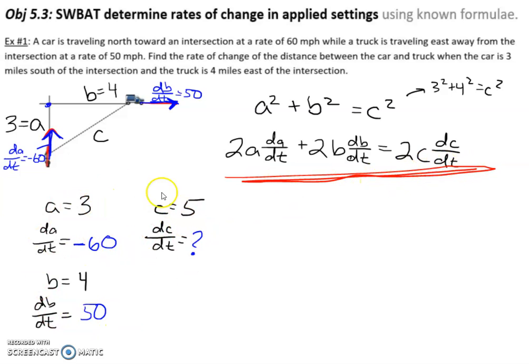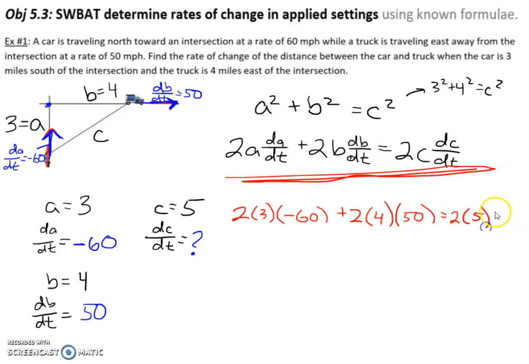I'm going to plug in all these values. So 2 times a, which is 2 times 3, times dA dt, which is negative 60, plus 2 times b, b is 4, and dB dt is positive 50, equals 2 times c, which is 5, times dC dt, which is what they asked for. There should always be just a single variable that you're still looking for here. So I've got my calculator handy. 2 times 3 times negative 60 plus 2 times 4 times positive 50.